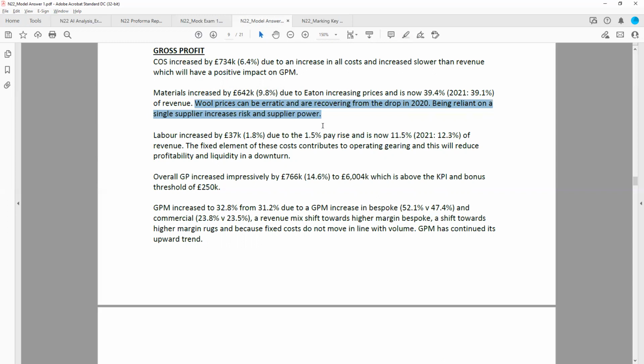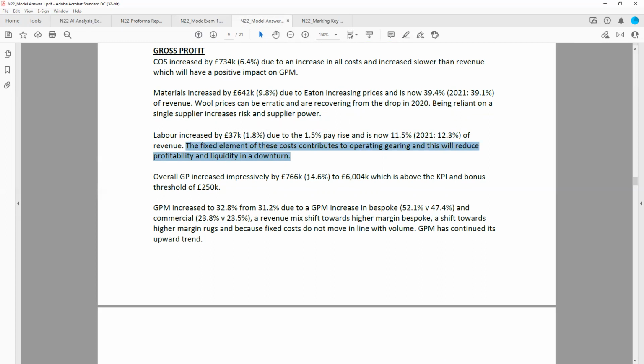Whichever one feels most relevant. I guess they're both quite relevant here. So then labour. Labour's gone up by 1.8% due to the pay rise, and it's now this percentage of revenue, so it's actually fallen. And a good point here would be that there's a fixed element to these costs, and that contributes to operating gearing, and this will reduce profitability and liquidity in a downturn.